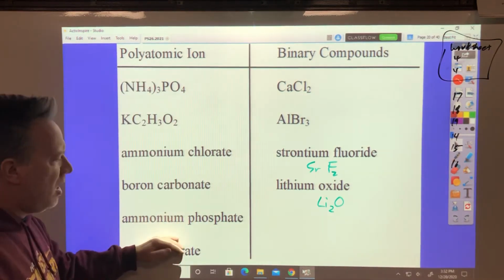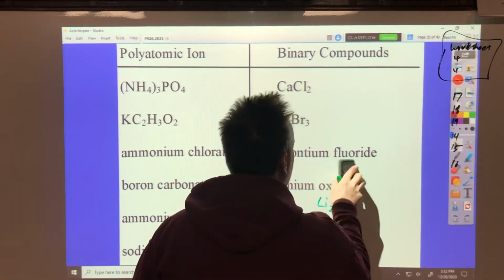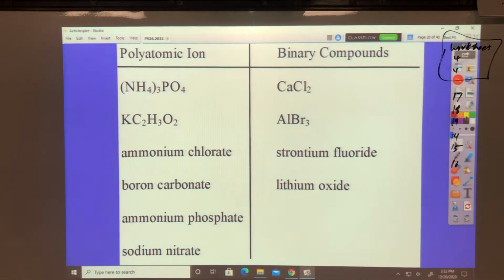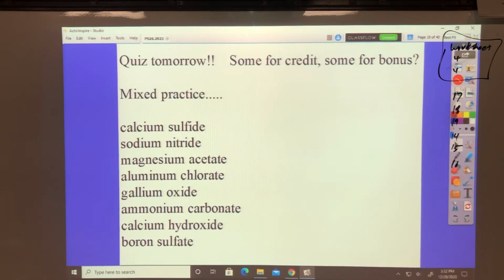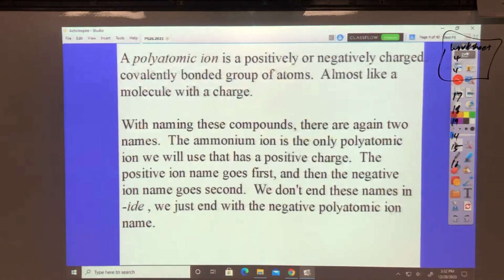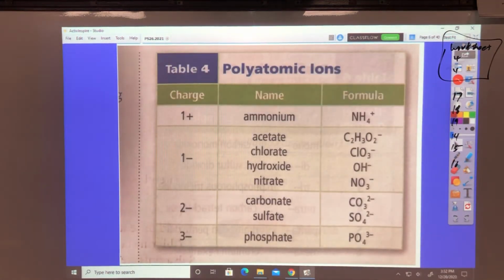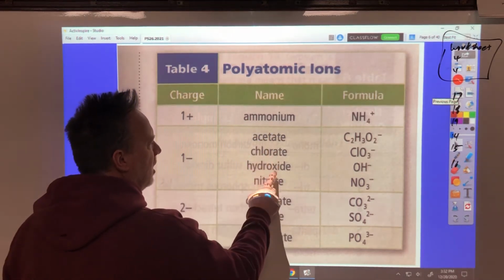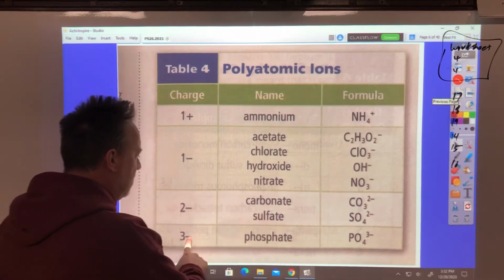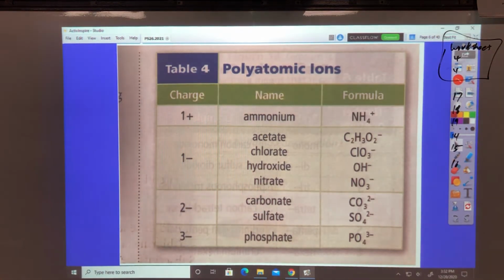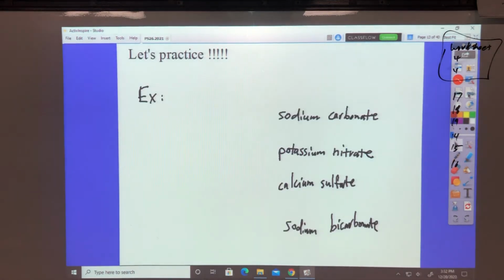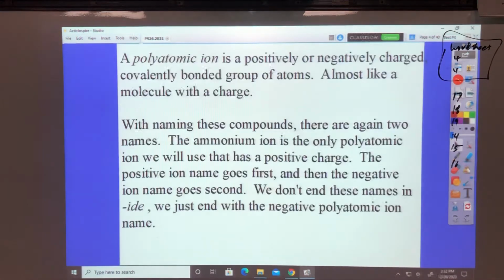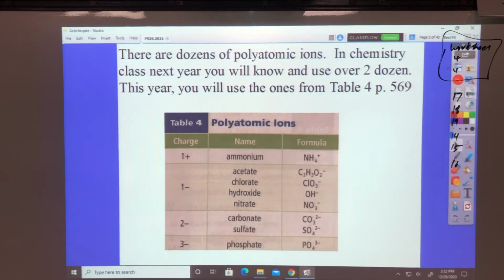Okay, let's come over here and do the polyatomic ions. Now, I'm not going to pull up this table every time. You can screenshot it or open your book. You've got a copy of the book. You can toggle back and forth when you open that window. So, here's your polyatomic ions. Ammonium's +1, -1 charge for acetate, chlorate, hydroxide, and nitrate, -2 for carbonate and sulfate, -3 for phosphate. So I'm not going to toggle back and forth. That's where that is, though. You have a copy of your book at home. You can open that up and look at it. It's page 569.